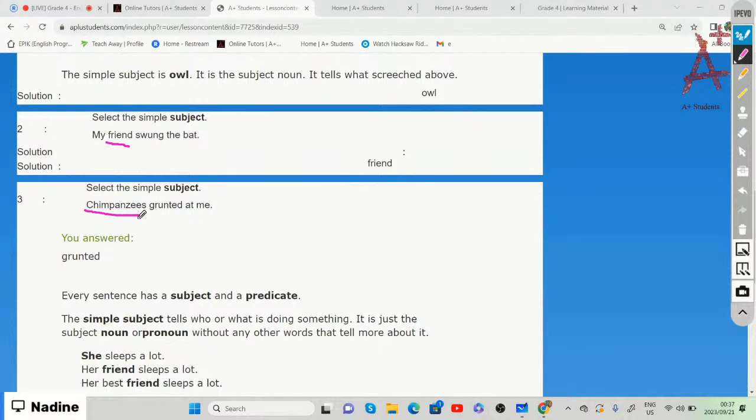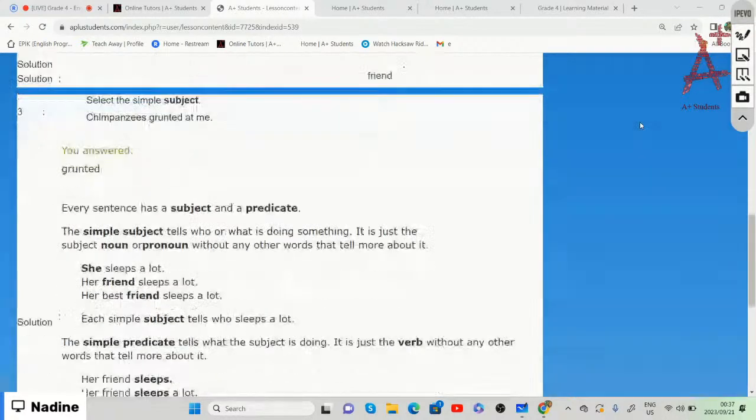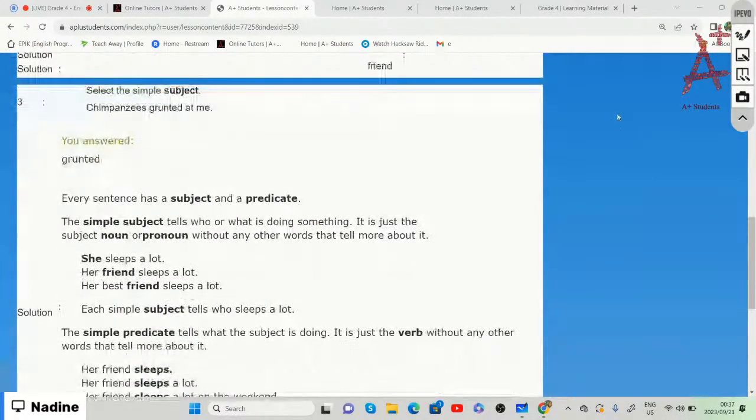Nothing else. Once again, a simple subject tells us who or what is doing something, but it is just the noun or pronoun without any other words telling us about it. And the same with the predicate. A simple predicate tells us what the subject is doing, but it is just the verb without any other words telling us about it.